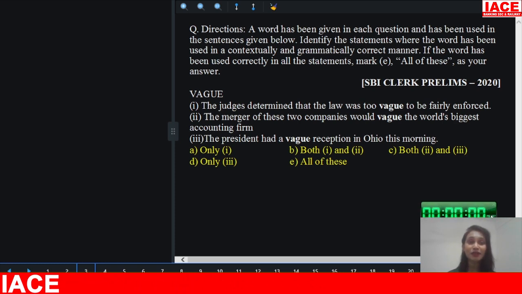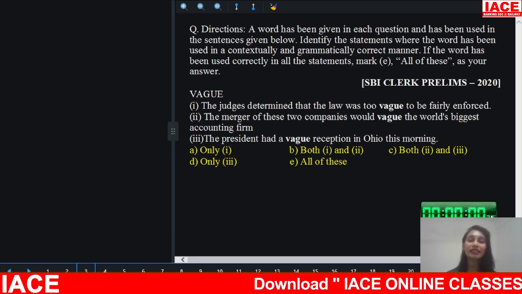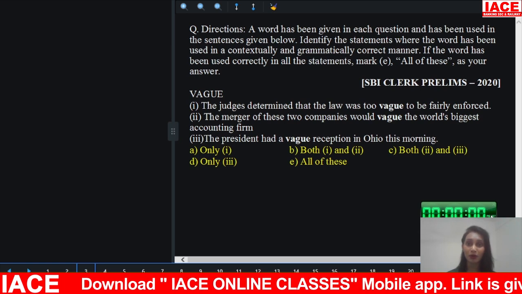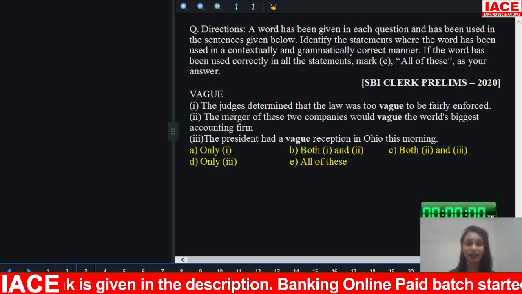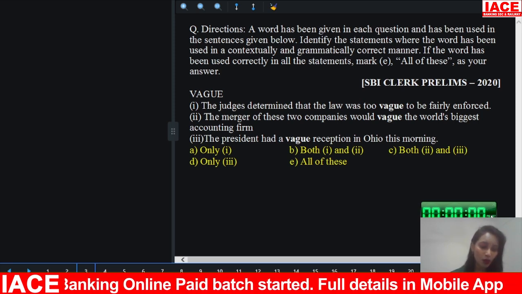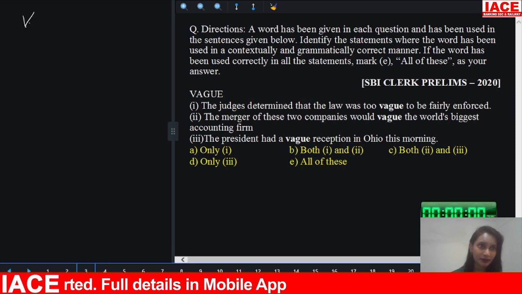Well, your time is up. Here also you are asked to choose from the given sentences in which the word vague is appropriately used. That should be contextually and grammatically correct. Now let's learn what is vague.